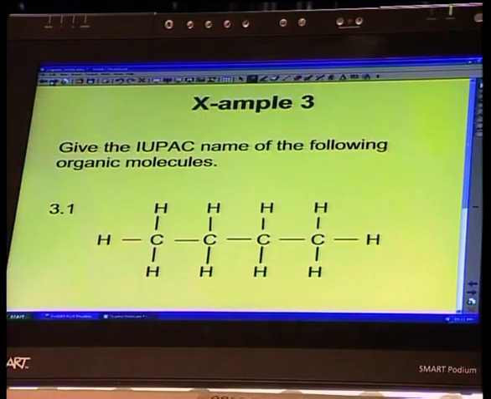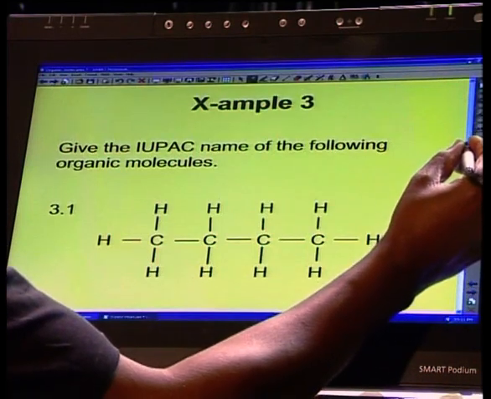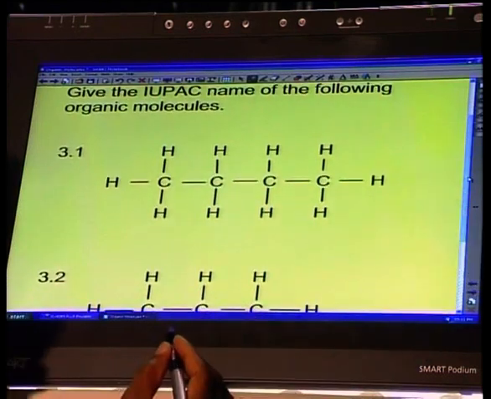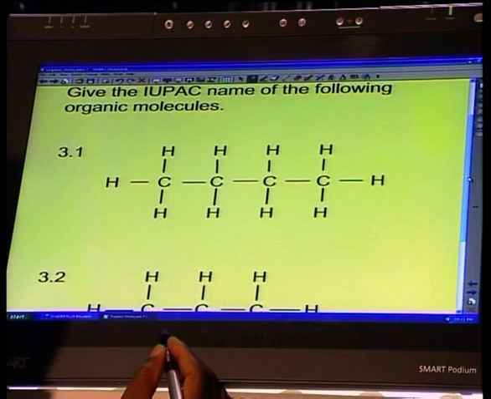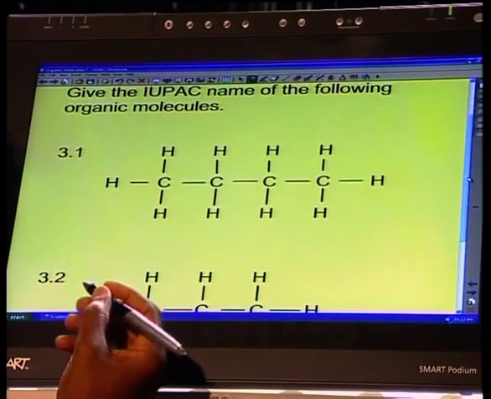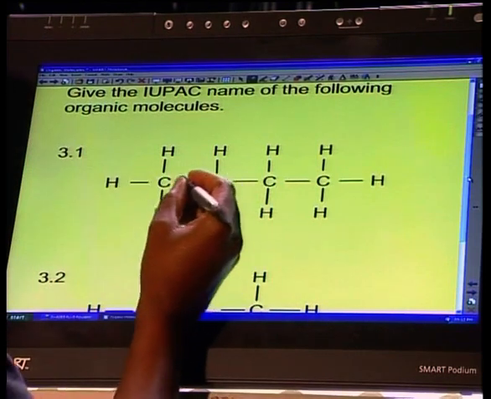We're now going to have to look at another example. We're going to look at example 3. Let's see how we can use our knowledge now of naming molecules to name the ones that we have here. Okay. The question is, give the IUPAC name of the following. Okay. The IUPAC names of the following organic molecules. Let's look at it. The first one, 3.1.